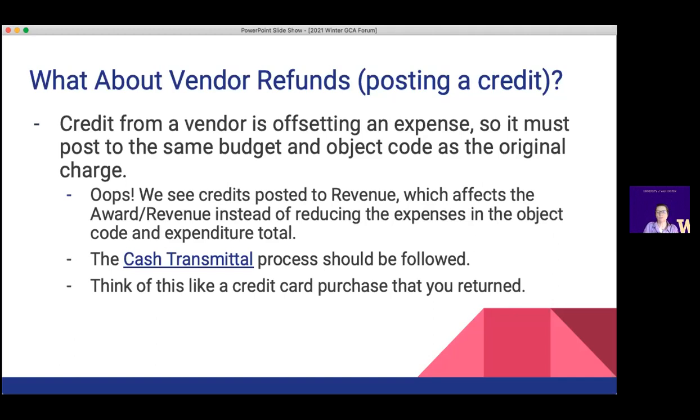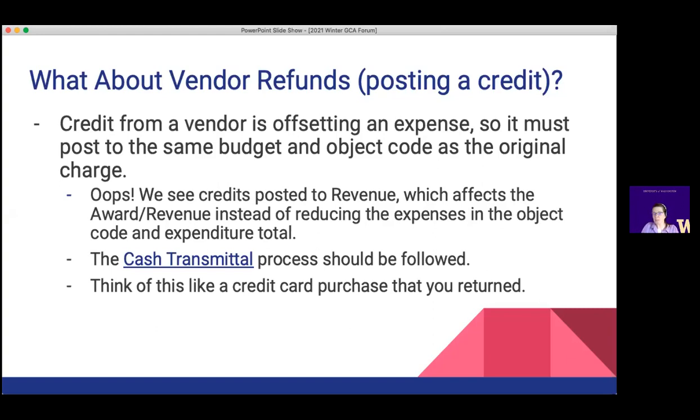What should be used is the cash transmittal process. On the cash transmittal form is a spot for the object code, and that's where you would put 0362 or something there. If you leave it blank, I do believe it tries to go to revenue as a default.